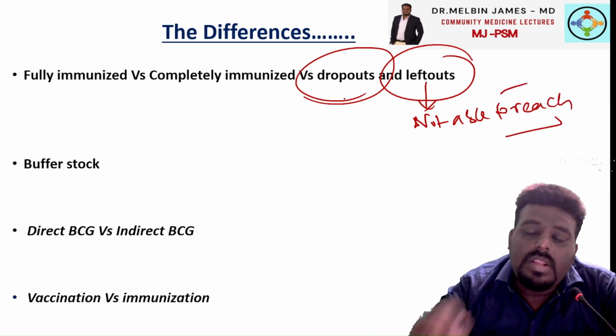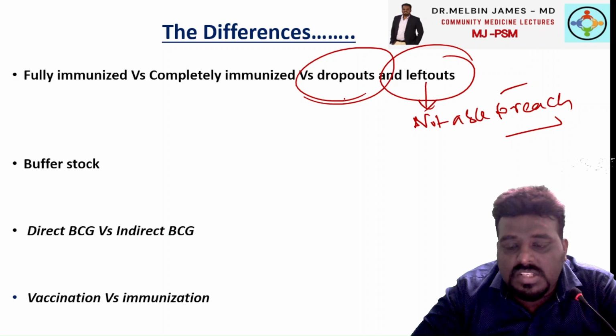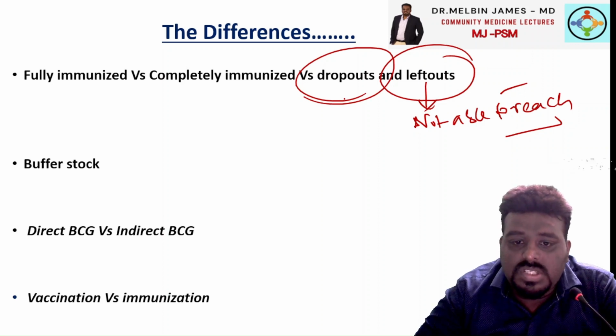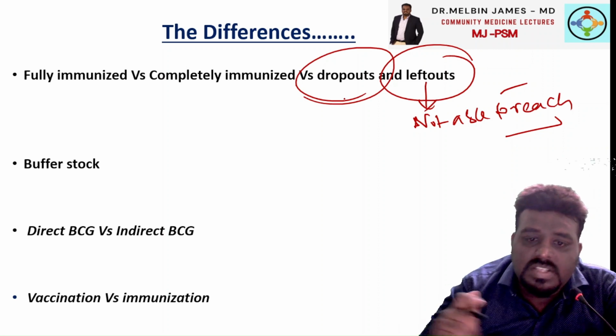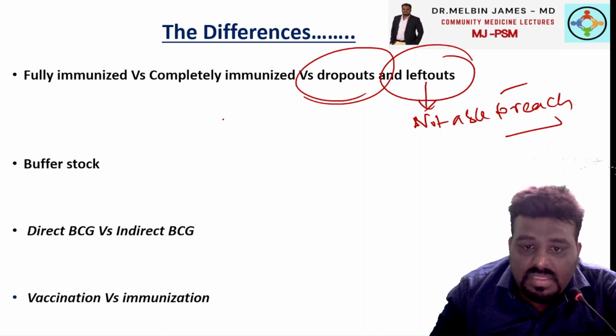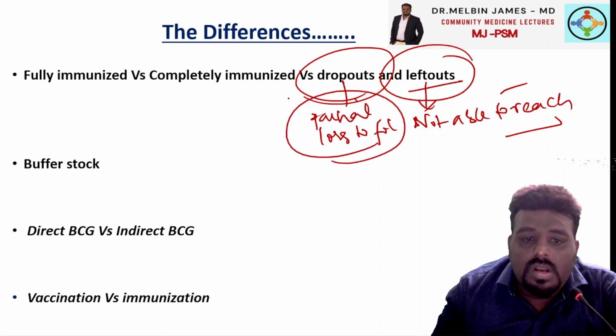Left-out means that we are not able to reach the child. Even in the IMI program, we are still not able to reach some of the children in the remotest areas of urban slums. So that is totally left out. No single vaccine has been given to the child. Dropouts means we have started some of the vaccines, but some vaccines are still pending. Partial loss to follow-up is called dropout.